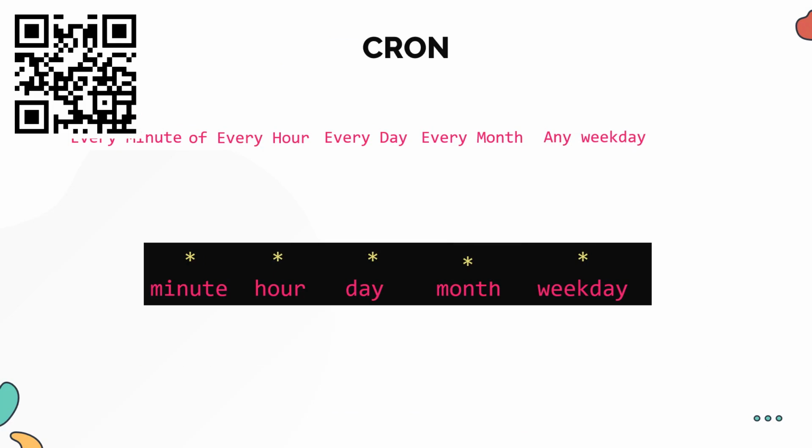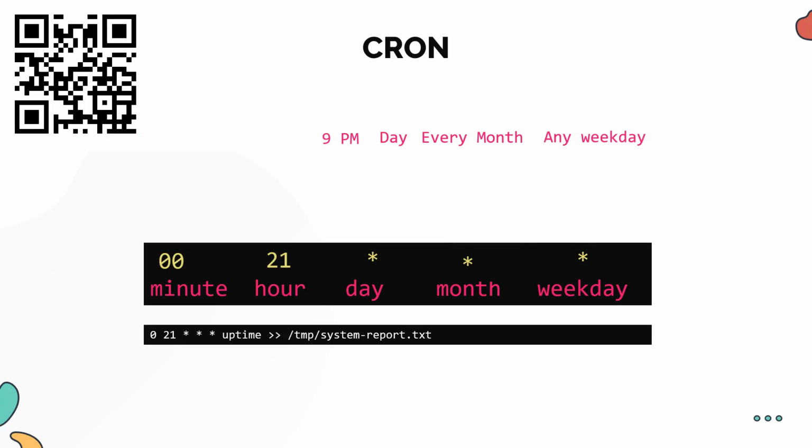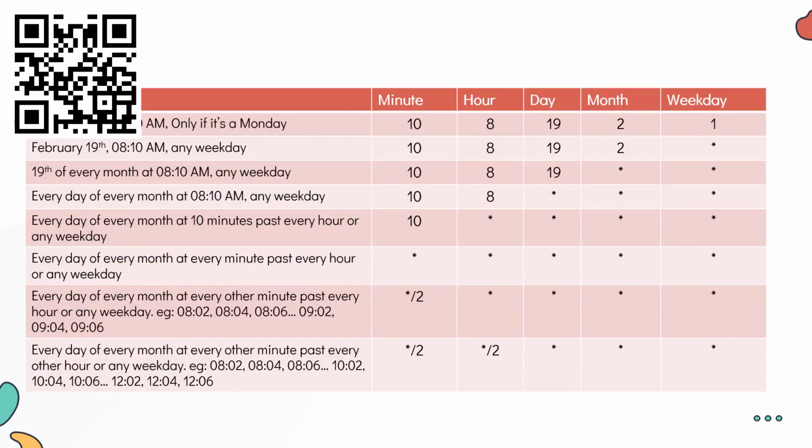What if you want to run the job every 2 minutes? You may configure that using step values with a slash like this. Star divided by 2 indicates that the job should run every second minute. The same can be used for the other options as well. Finally, we can schedule our uptime command to run every day at 9 p.m. by specifying the schedule like this. For reference on the usage, use this table.